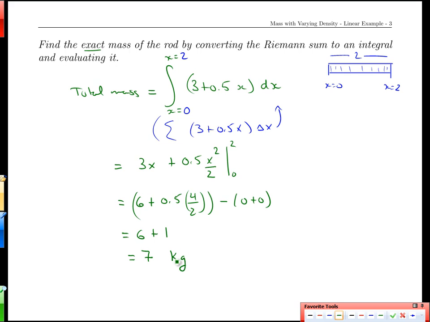And then we have 6 plus, that's going to be 1 by the time we're done, or 7, and last but not least, the units of that would be kilograms. We have the density, again going back to the construction of this integral, density in kilograms per meter, dx we think of as small units of distance, so meters, like so, and we would have a total mass of 7 kilograms.